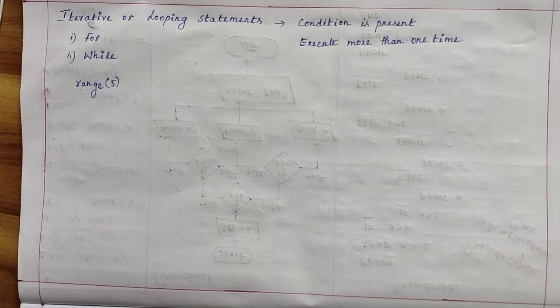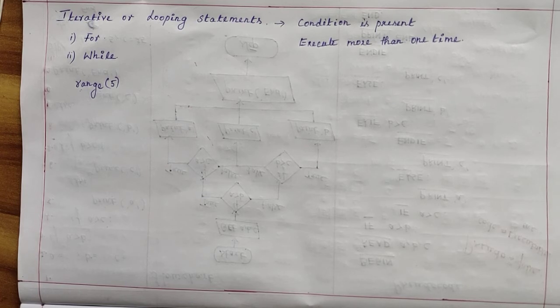Okay, so what is this? Here we have a condition, and this condition is executed again and again. Here also we have two categories: one is for and the second one is while. Before going to see about for and while, first we are going to see about the range function.